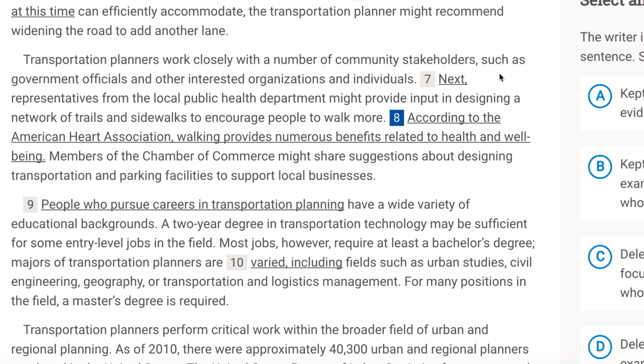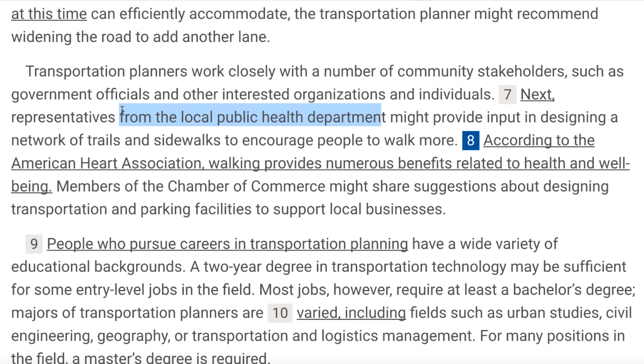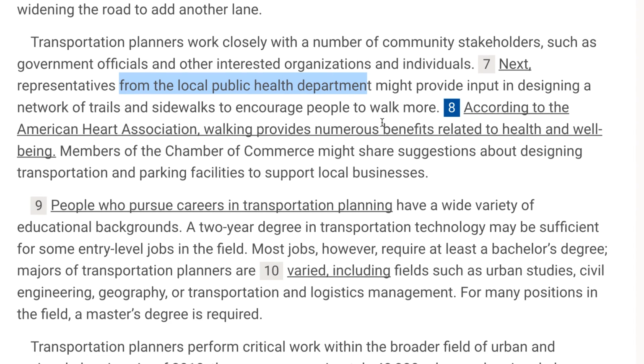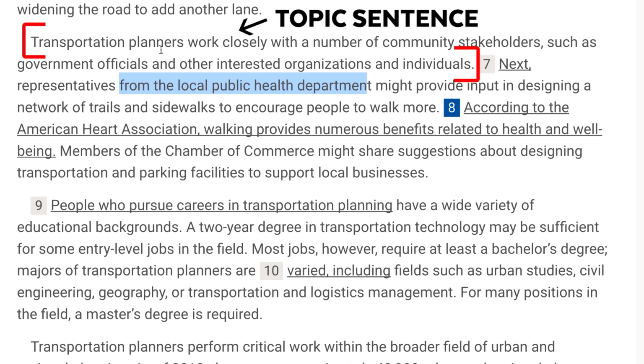Transportation planners work closely with a number of community stakeholders, such as government officials and other interested organizations and individuals, representatives from a local public health department. So this is one group of people from these community stakeholders, right? Might provide input in designing a network of, blah, blah, blah, to encourage people. So I'm skipping over this a little bit, you can see, because I'm looking at the structure of this. I'm looking at what fits into this paragraph. This is my topic sentence. If this fits, it should fit with my topic sentence, right?